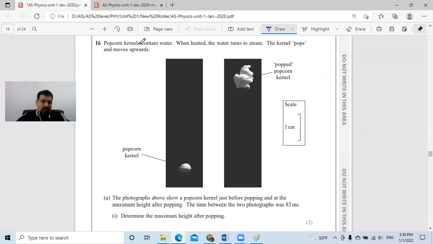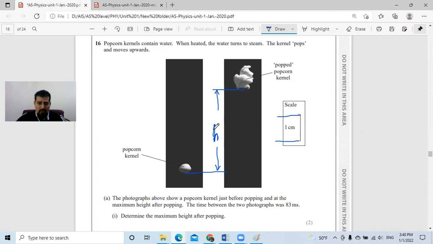Popcorn kernels contain water. When heated, the water turns into steam, and the kernels pop and move upwards. This is the initial position, and it jumps to reach this position. This is a scale diagram, so I need to draw from the bottom to know the height. You have to use your own ruler and compare this distance with the scale, and do cross multiplication to find the height if they ask about it.